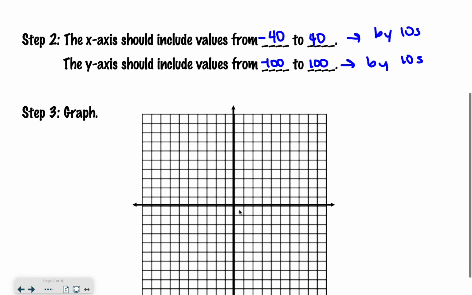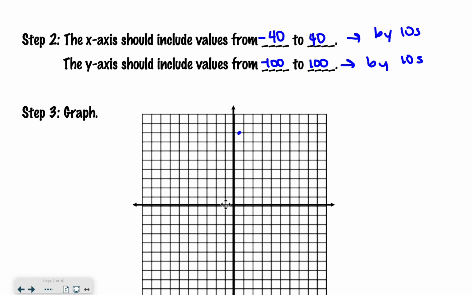So then my ordered pairs, I have 5 and 80. So 5 would be half of a square because it's 10, right? And then 80 would be 1, 2, 3, 4, 5, 6, 7, 8. Or I could have counted 10, 20, 30, 40, 50, 60, 70, 80. All right, so that's my first ordered pair.